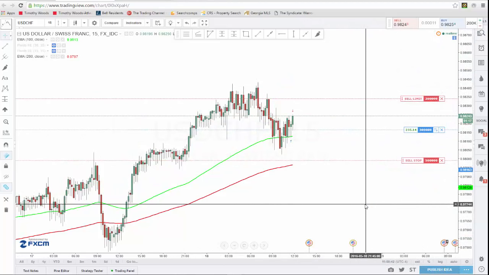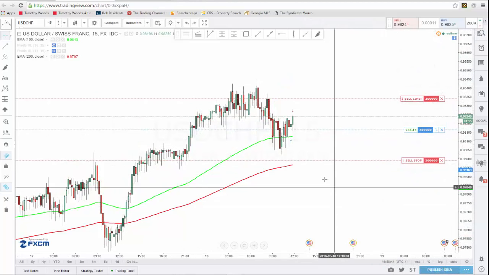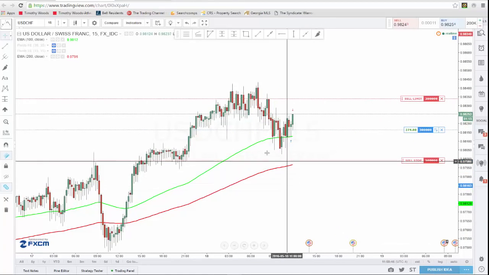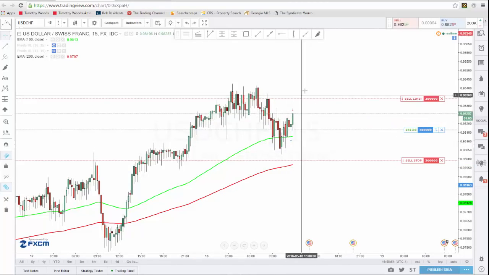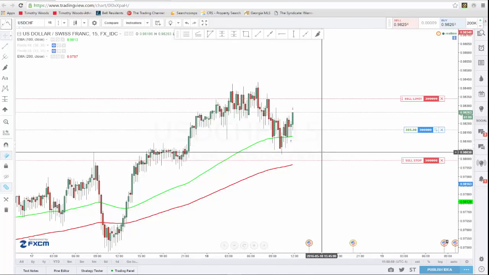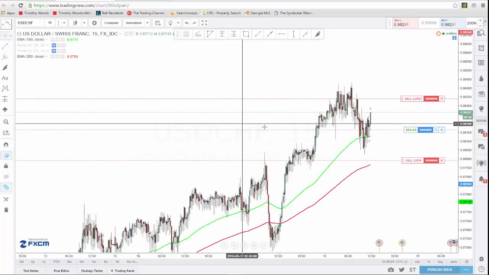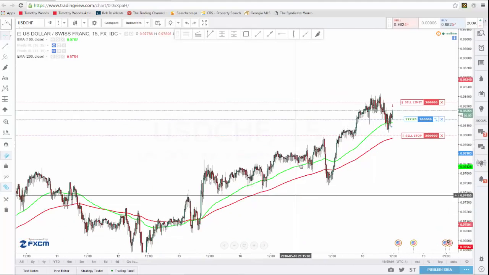Alright guys, so here we are on the dollar Swiss doing a little day trading using the moving average strategy that we've discussed. And as you can see, we're getting up about halfway to targets now and just waiting to see if this market can rally and continue in this upward trend that we have been in for the past few days.